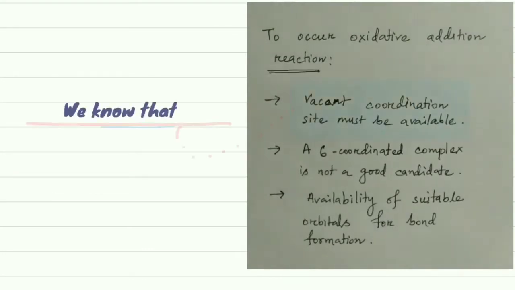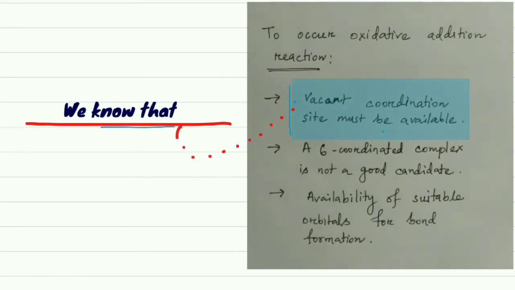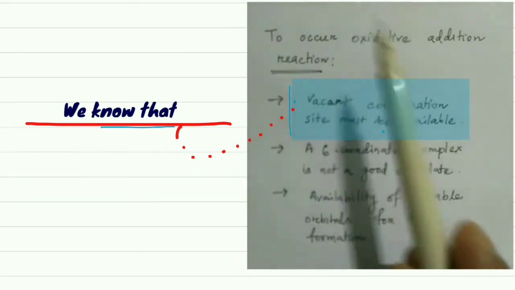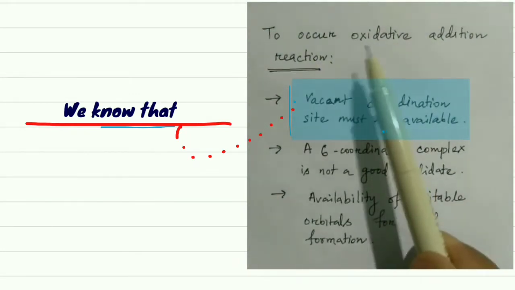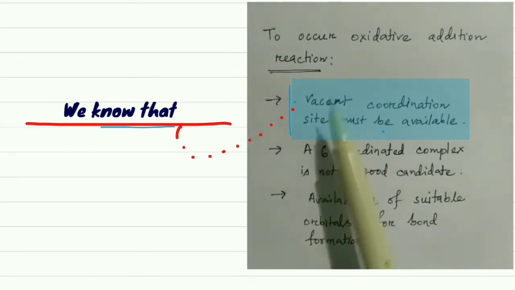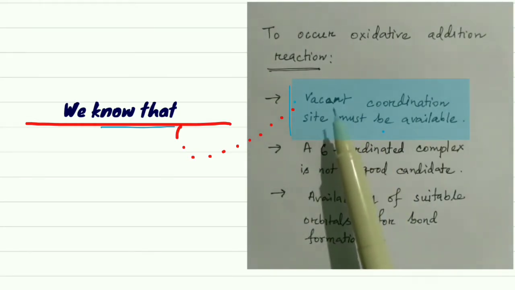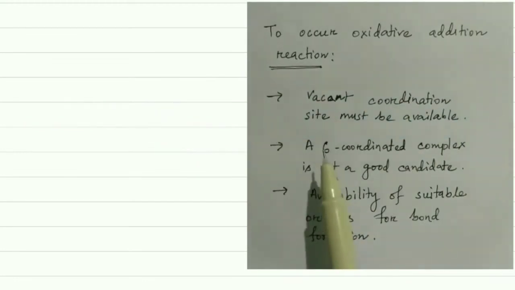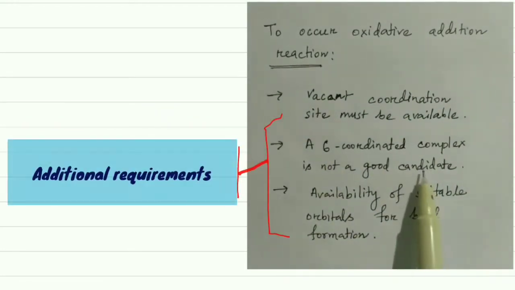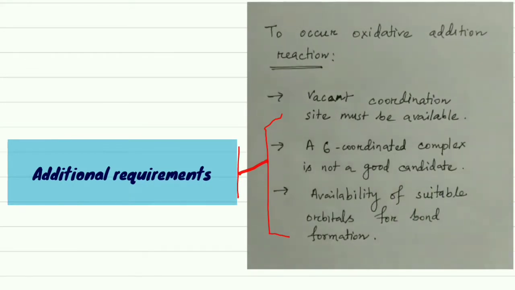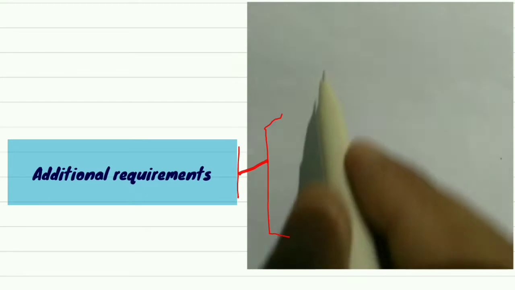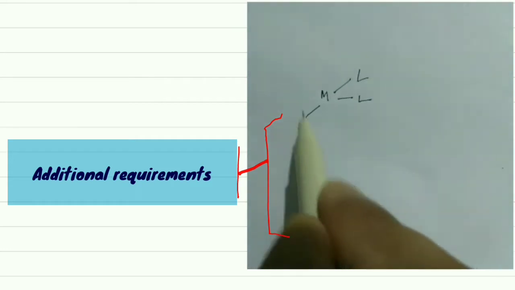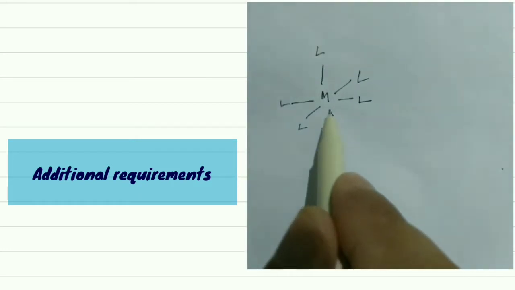Before going to the discussion of the reaction mechanisms, we will focus on some important points of oxidative addition reactions. For oxidative addition reactions to occur, a vacant coordination site must be available in the metal, and a 6-coordinated complex is not a good candidate actually. So let's suppose a 6-coordinated complex. This is your 6-coordinate complex.